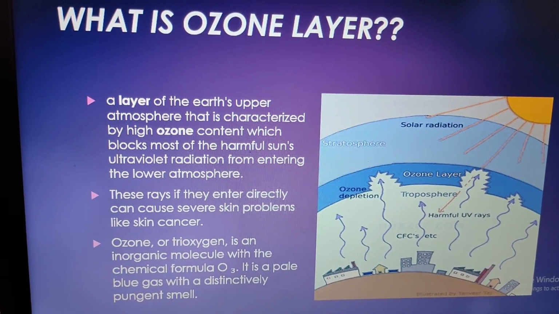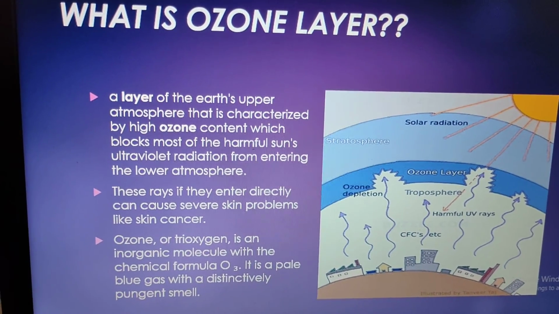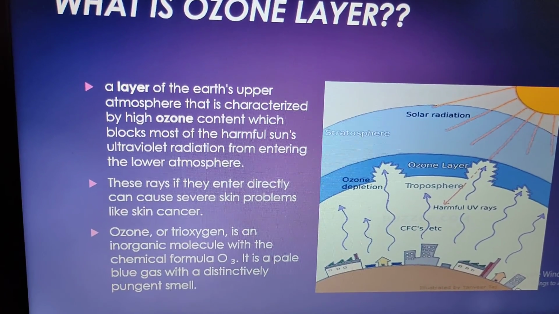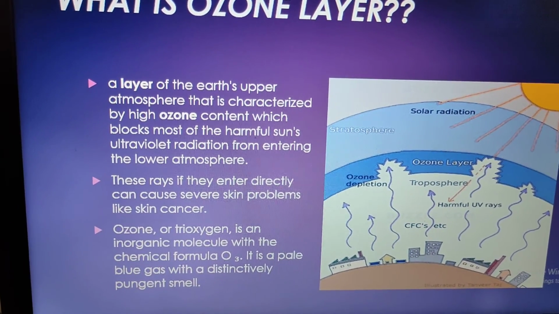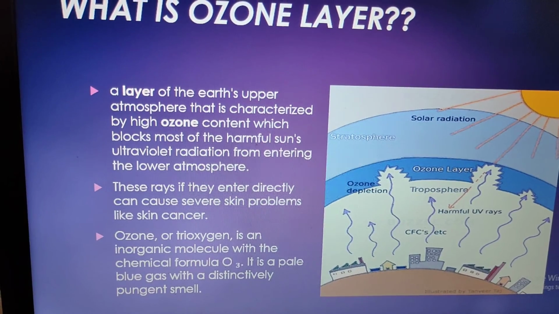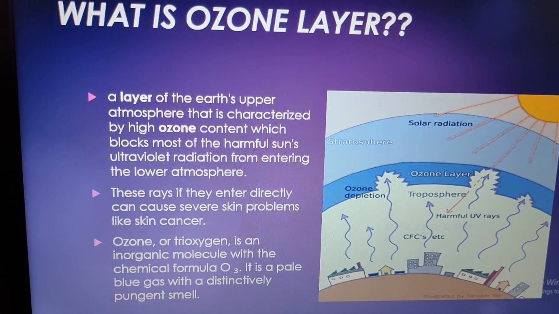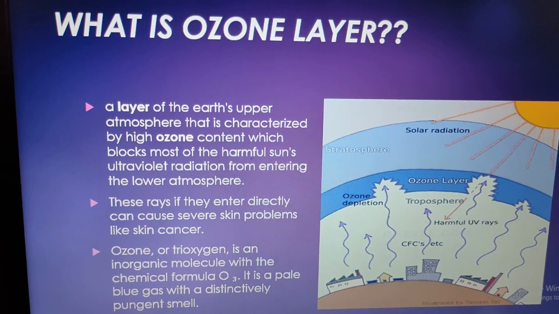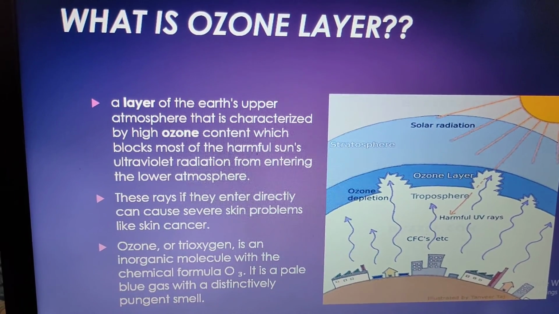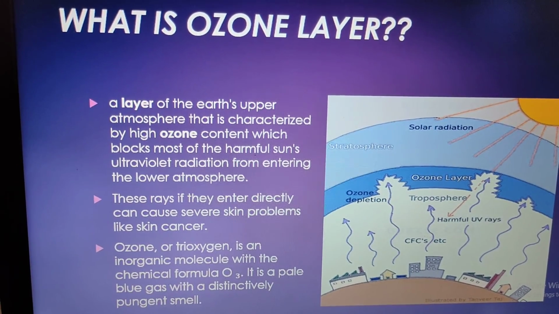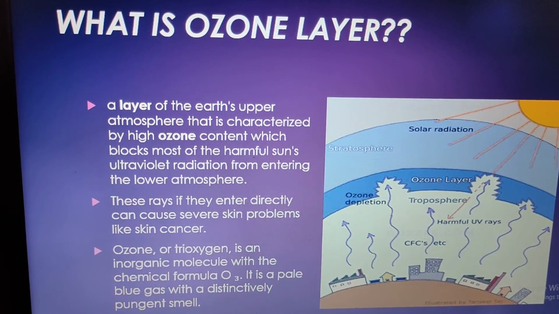And what is ozone? Ozone or trioxygen. For oxygen, the formula is O2, right? For ozone, it is O3, right? So ozone or trioxygen is an inorganic molecule with the chemical formula O3. It is a pale blue gas with a distinct pungent smell. Means it is a colorless gas and it has a very pungent smell.